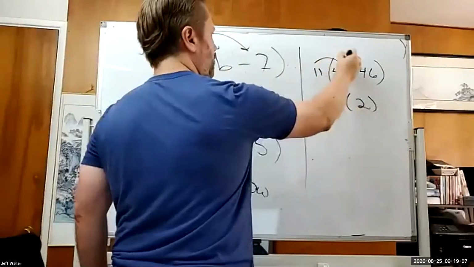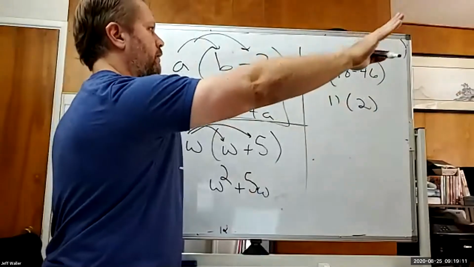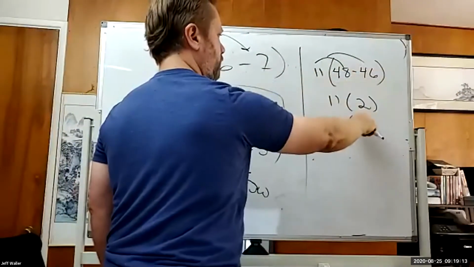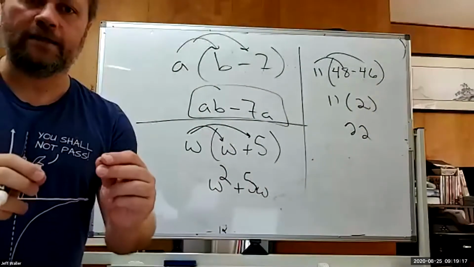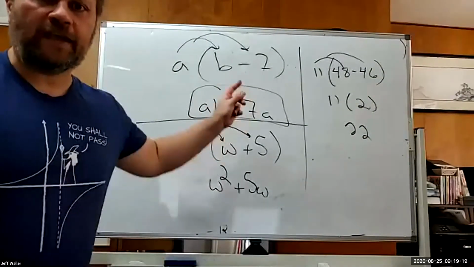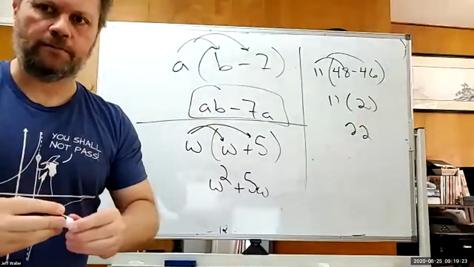See, I could do this. It would work. I could do this. It would work. But my God, why would I? 48 minus 46 becomes beautiful, and then I just multiply. So I do order of operations when I can, because normally that makes it easier. If I cannot, there are ways around it by reorganizing the problem.